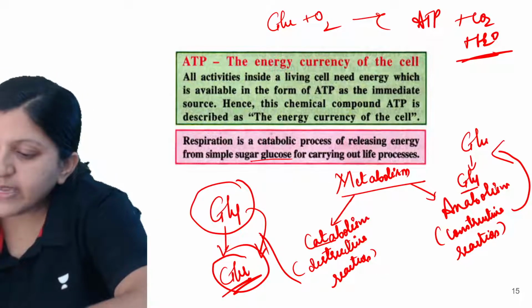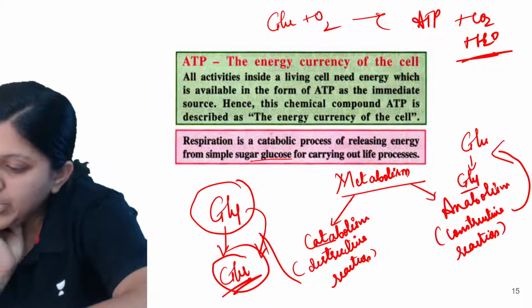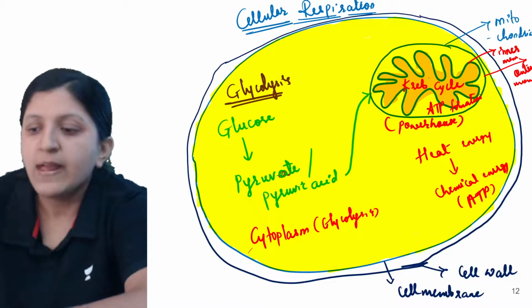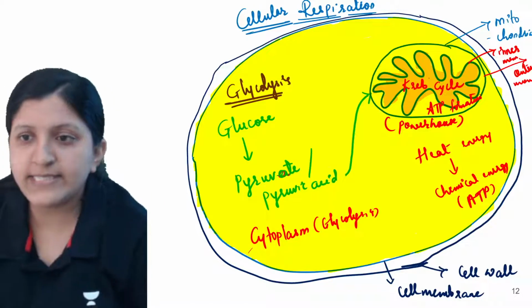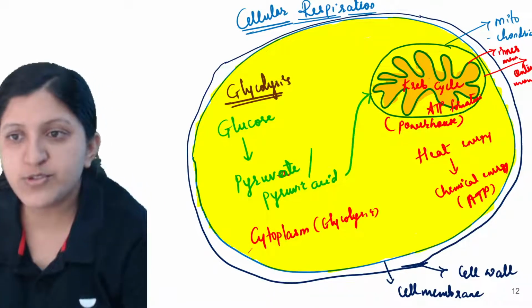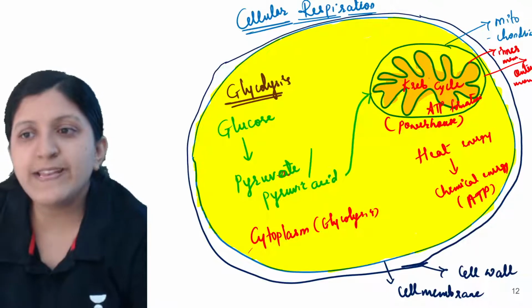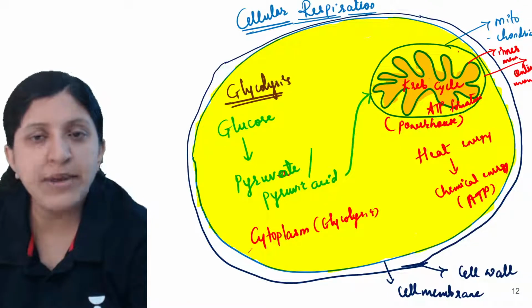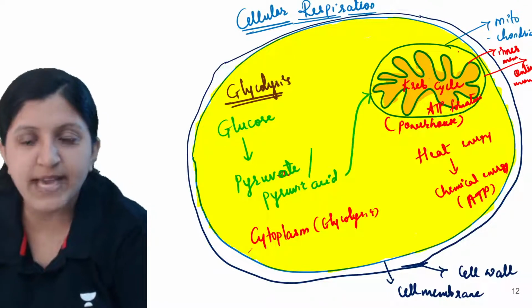Yes, the mitochondria is the one that produces ATP. Here you can see I have just drawn the Krebs cycle occurring in the mitochondria. This is the mitochondria, with the outer membrane, inner membrane, and the matrix, where you can see the Krebs cycle occurring.